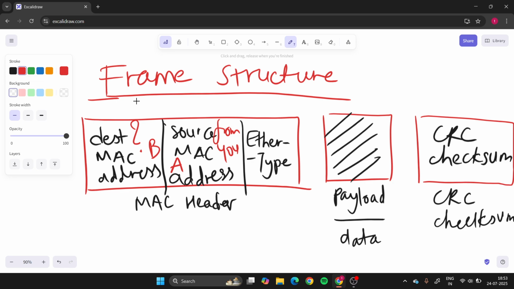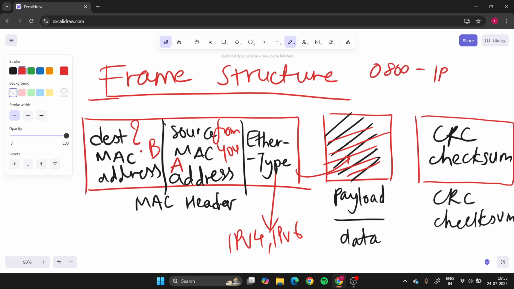Ether type, so this is interesting. Ether type is basically a protocol identifier. So it shows which protocol is being used. Is it IPv4 you're using, is it IPv6? So it corresponds to whichever protocol is being carried in the data. For example, 0800, that is IPv4, right? So that will be mentioned here in the ether type, whichever value it corresponds to, that is the ether type. That's it. No fuss. And this is the CRC checksum.